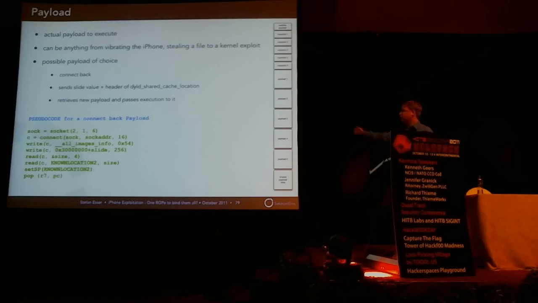So the pseudocode of the connect back payload will look like this. You first create a socket, connect to the socket, then of course it's not that simple. You have to check that the write succeeds and writes everything. So you write all the image information which contains the slide of the dynamic cache. Then you send the first 256 bytes of the cache, which should be enough to identify what cache is actually running on the other side. Then you read the size of the new payload. You read the payload at the known location 2, set the stack pointer there, and then you return there.